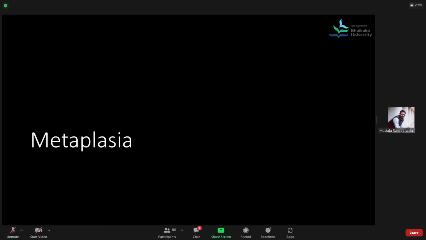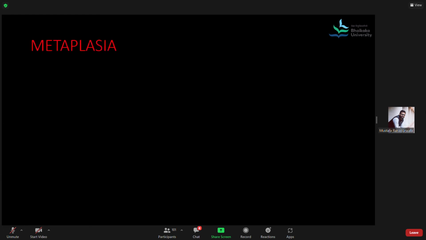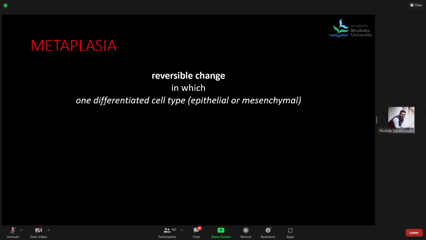These signals now impact the adult stem cells, and under the influence of this signal, the stem cells behave differently. Instead of giving one type of epithelial cell, they will start giving a newer type of epithelial cell. This is what metaplasia essentially is. Metaplasia is a reversible change in which one differentiated cell type, whether epithelial or mesenchymal, is replaced by another differentiated cell type, epithelial or mesenchymal, right? This reversible change is an adaptive substitution.